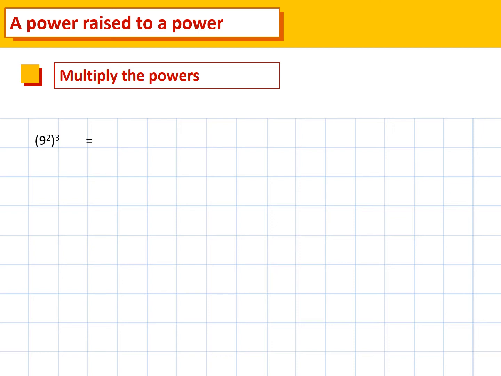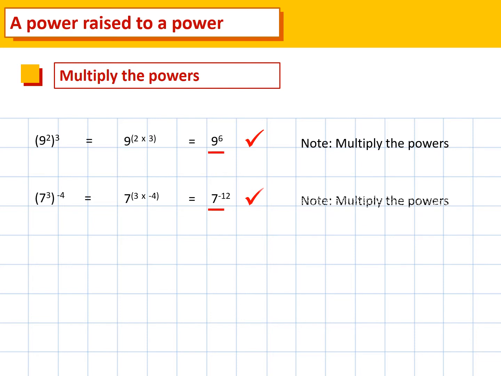So bearing that in mind, be thinking, what do you think the answer to this will be? We multiply the powers, and it's 9 to the power of 6. Seven cubed, all to the power of negative 4. Once again, we multiply the powers. So that's 7 to the power of negative 12.